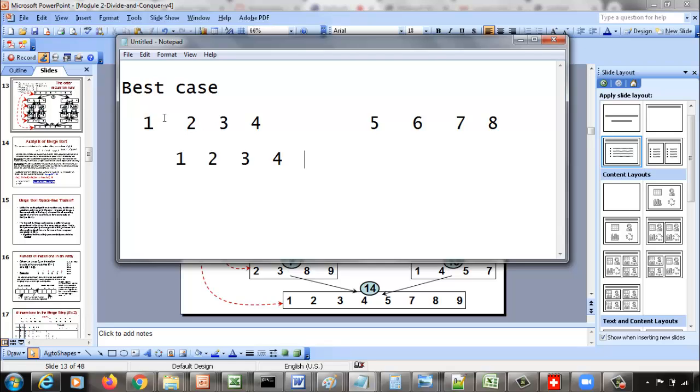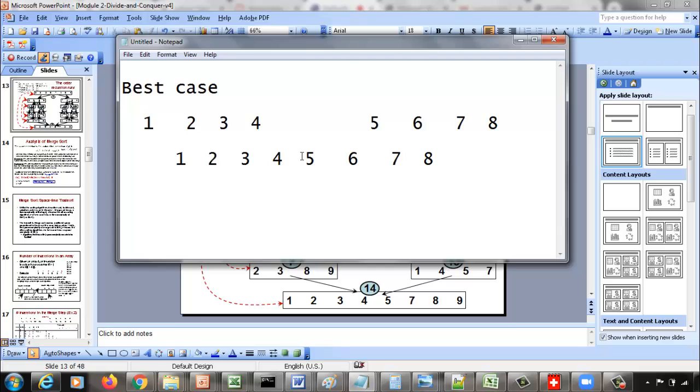So now we are done with this left subarray, and as per our process, we simply copy the remaining contents of the right subarray, which is this entire array, to this final sorted array. So we'll write 5, 6, 7, 8.